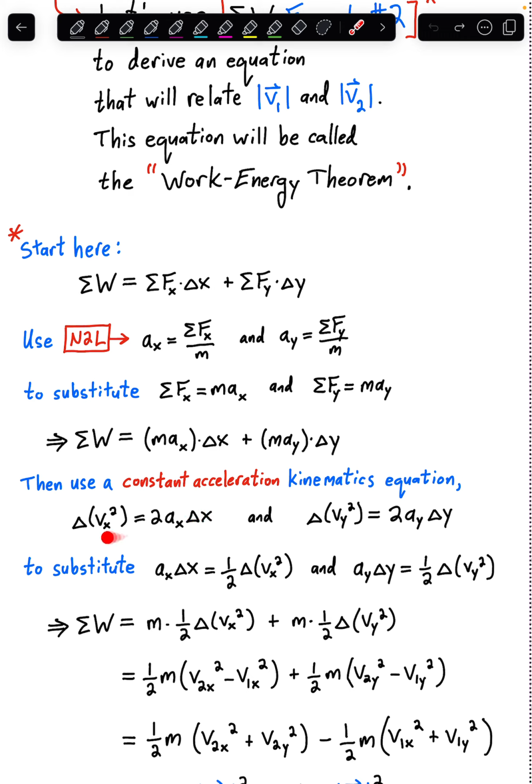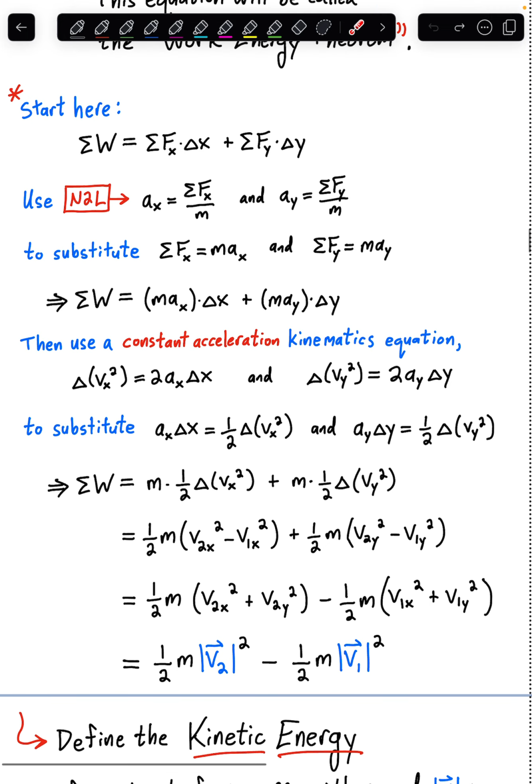Essentially, I'm just going to divide both sides by 2 to get ax delta x equals 1/2 times the change in vx squared, and likewise here for the vertical side. And I'm going to substitute this expression in for ax delta x up here in our net work equation. So that's going to go in there, and then this is going to go in here. So making those substitutions, we get mass times 1/2 delta vx squared plus mass times 1/2 delta vy squared.